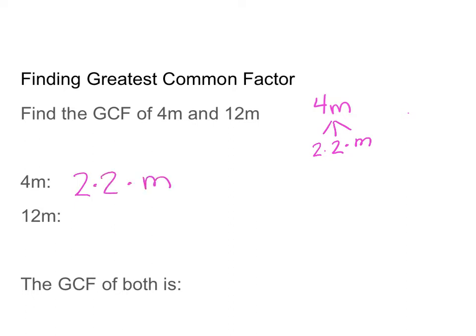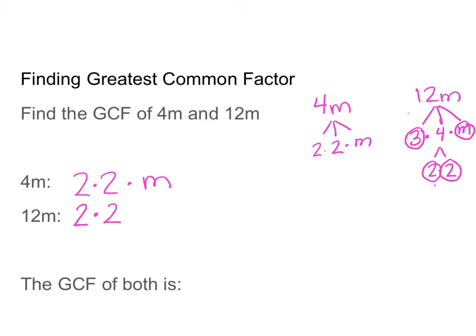Now I'm going to do the 12m and do the same thing. So I know that this is 3 times 4 times m. But then I can break up that 4 into 2 times 2. So really I have a 3, a 2, a 2, and an m. So go from lowest to highest. My lowest would be 2. So 2 times 2 times 3 times m.